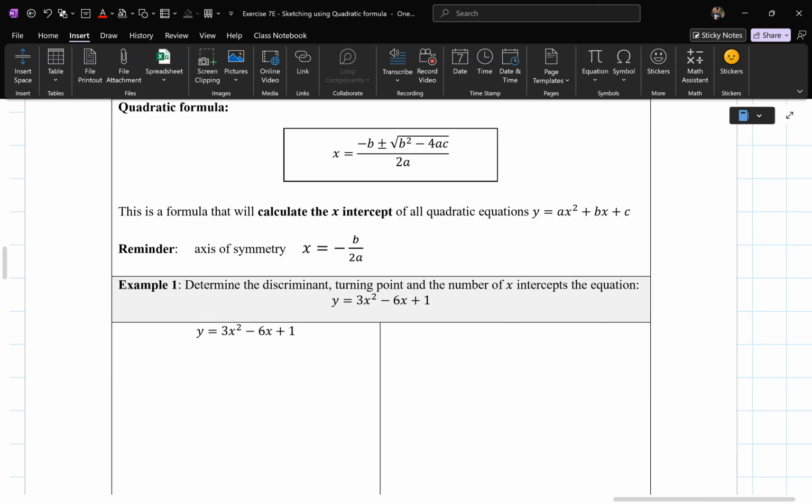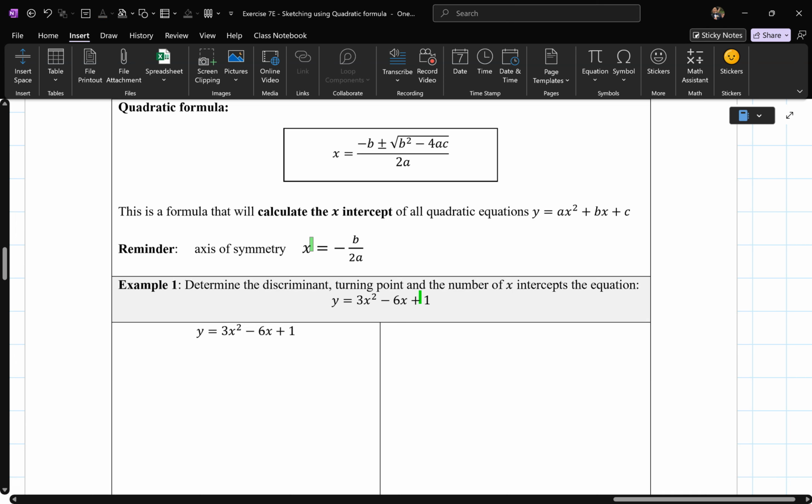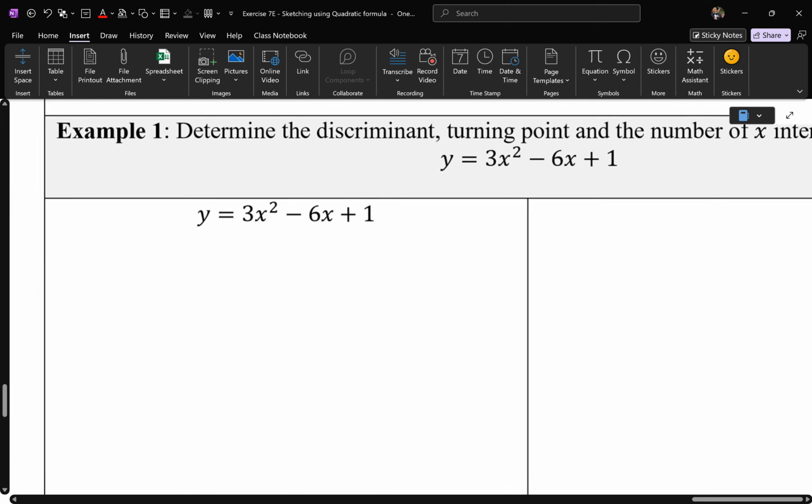Now, we're going to start from here. So, we'll go right into the problem. Here we go. Let's try to sketch this graph. y equals 3x squared minus 6x plus 1. And remember, we're going to use the three key things we're going to find.